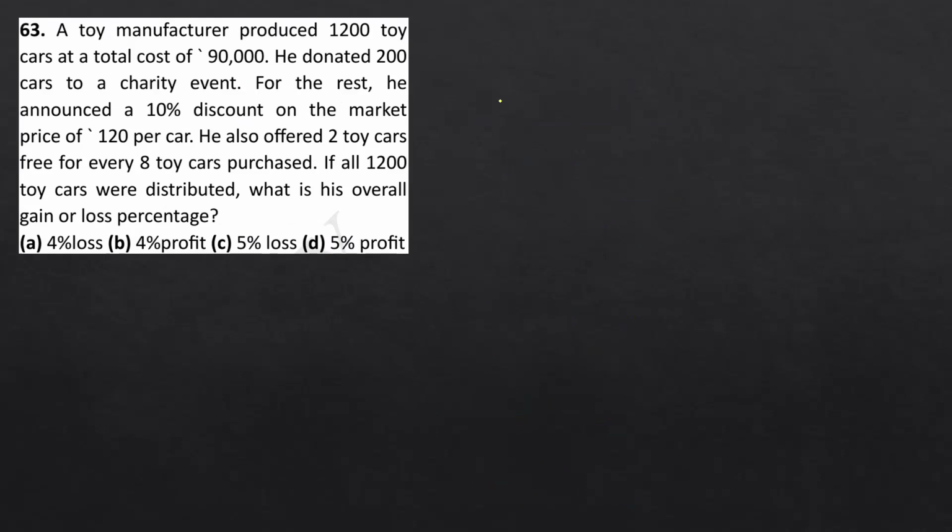Try to understand, your cost is 90,000 only. At one side, you take your cost. Another side, you take your selling price. So selling price is for 1,000 cars because anyway, you are giving 200 for charity. That doesn't count. So only 1,000, 120 rupees. On that, you're getting 10% discount and you're getting 2 toy cars free for every 8. So 2 upon 10, which means 20% discount. You decrease it by 10%, which is 9 by 10. And again, decrease it by 20%, which is 4 by 5.